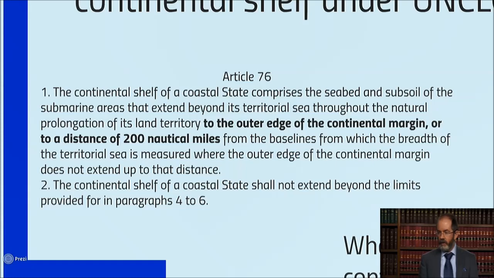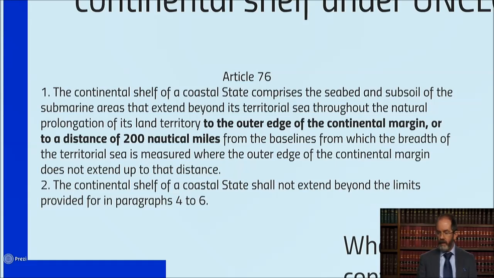Article 76.1. The continental shelf of a coastal state comprises the seabed and subsoil of the submarine areas that extend beyond its territorial sea throughout the natural prolongation of its land territory. So this is different than the Truman Proclamation formulation. This is a statement that the continental shelf is the natural prolongation of land territory, and therefore one should have sovereign rights or jurisdiction over it. And the critical phrase is to the outer edge of the continental margin or to a distance of 200 nautical miles from the baselines from which the breadth of the territorial sea is measured. Now that's simple and clear enough that it probably qualifies as the customary rule.